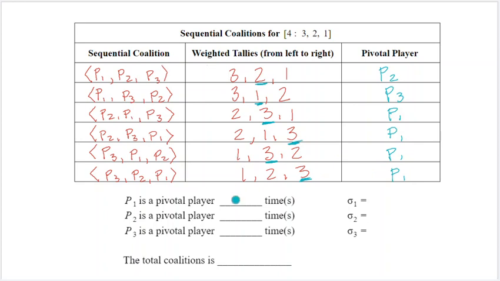So how many times is player 1 pivotal? 4. Player 2 is pivotal once. Player 3 is pivotal once. We had 6 total sequential coalitions. So we are going to use the Greek letter sigma for the Shapley-Shubik power index. So the power of player 1 is 4/6 or 2/3. For player 2 it is 1/6, and player 3 is 1/6. So this is our Shapley-Shubik power distribution.